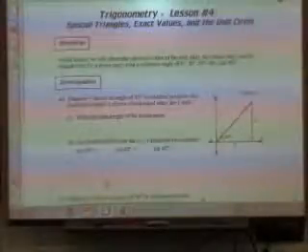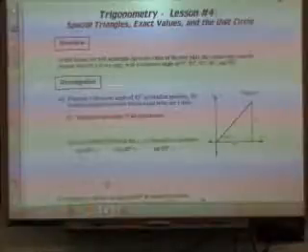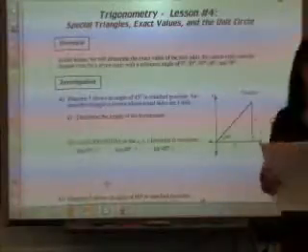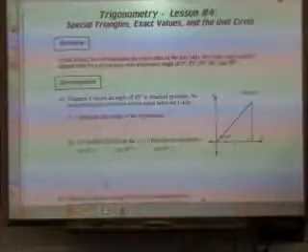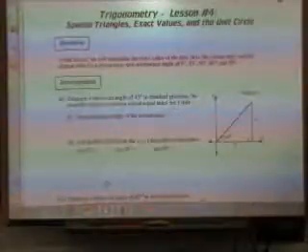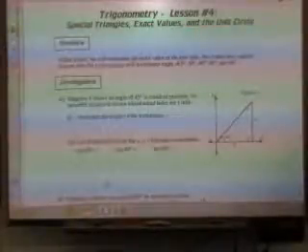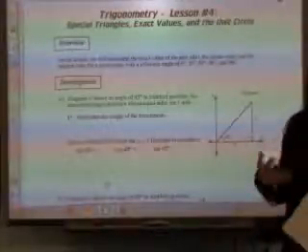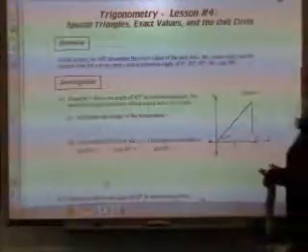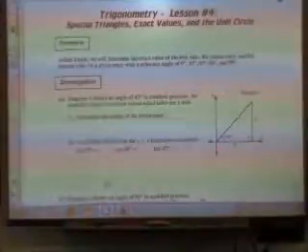Lesson 4 is on special triangles, exact values, and the unit circle. So when we're dealing with trigonometry, and next year when we're dealing with more advanced trigonometry in 30-1, there's a couple of triangles that are referred to as special triangles which have some special relationships, and we make reference to them an awful lot. And the first triangle is a 45-45-90 degree triangle.